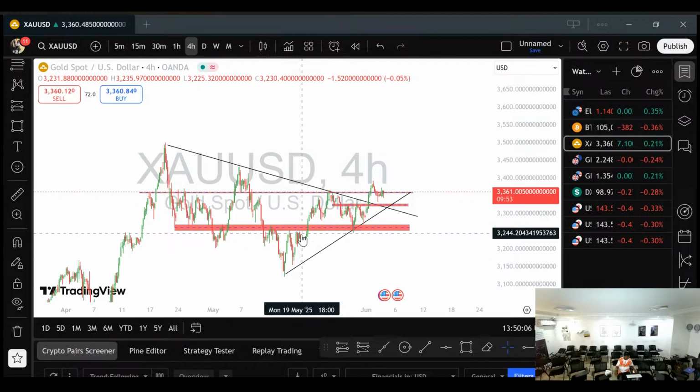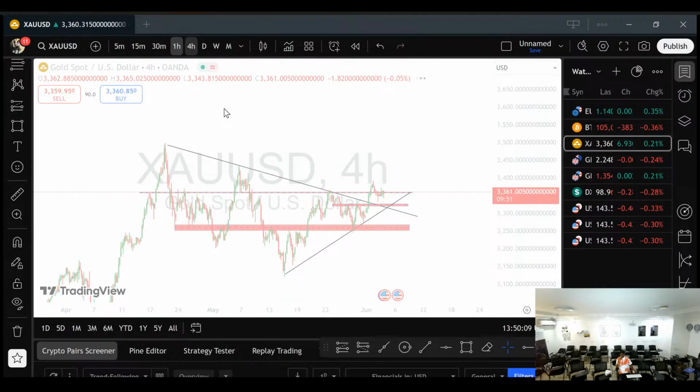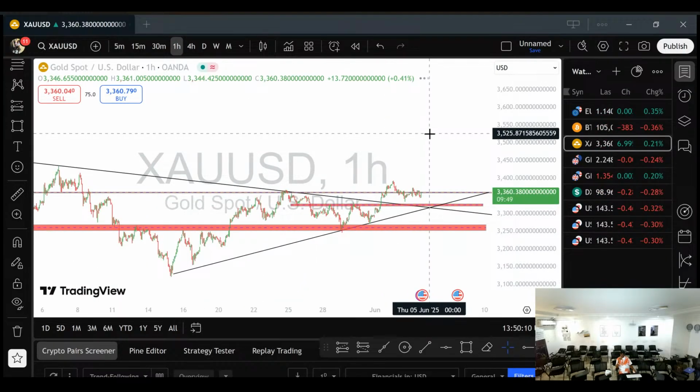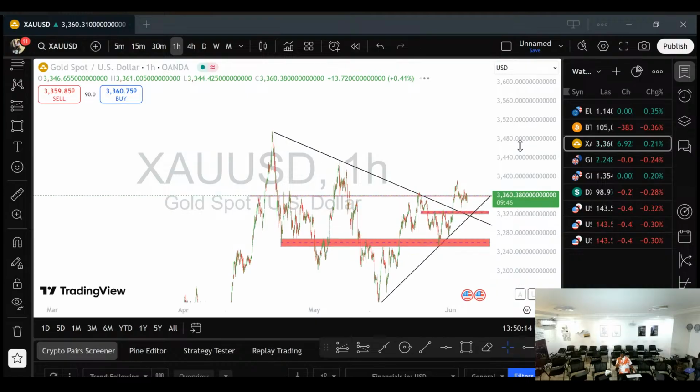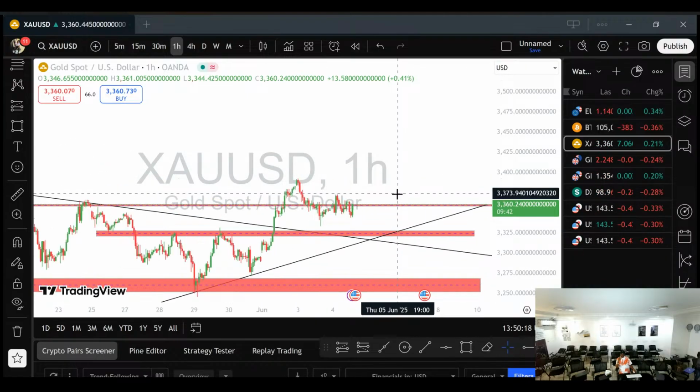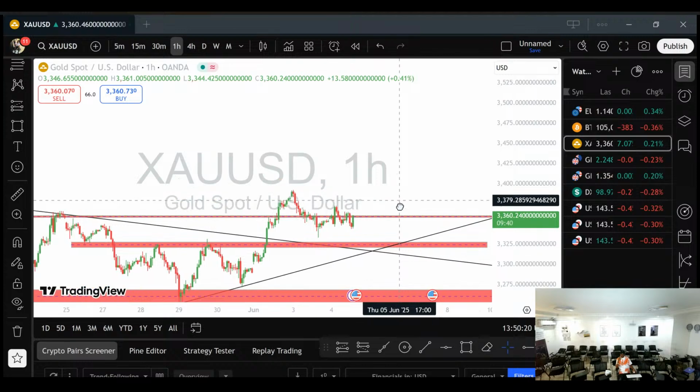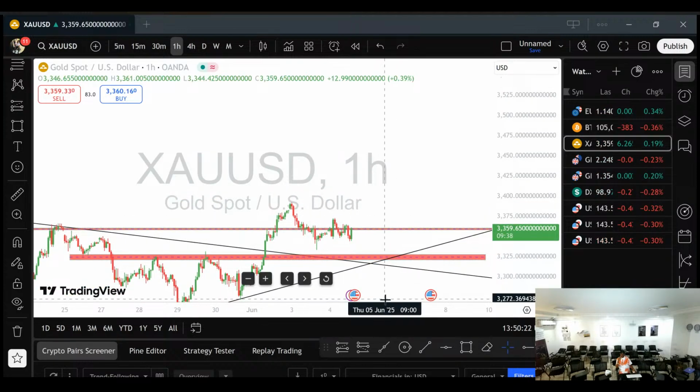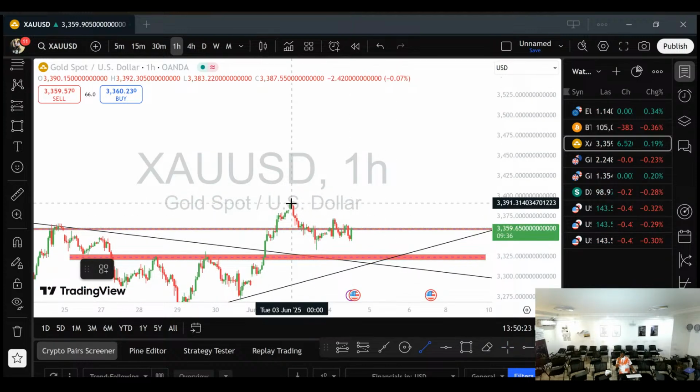We mapped out some of our most obvious key levels. We go down to the 1 hour. Let's see if we can get some possible trend lines or map out some key levels. All right, we have this trend line here. We have this trend line in the 1 hour time frame.